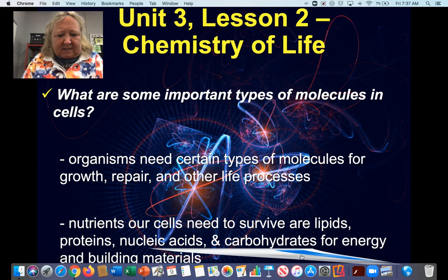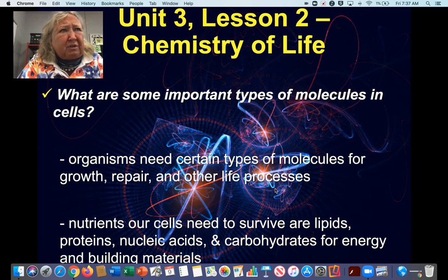Nutrients in our cells. So nutrition that we get from food, and to survive, we need what's called lipids. And we've looked at some of these on IXL maybe. Lipids, proteins, what's called nucleic acids, and carbohydrates for energy.